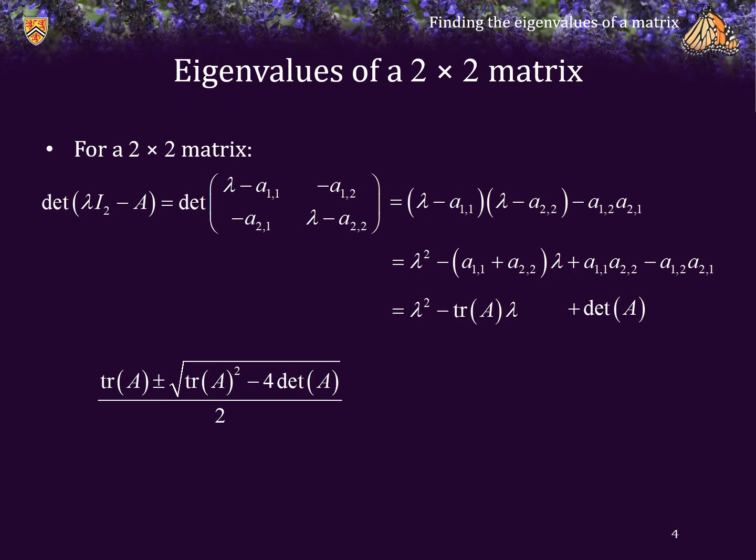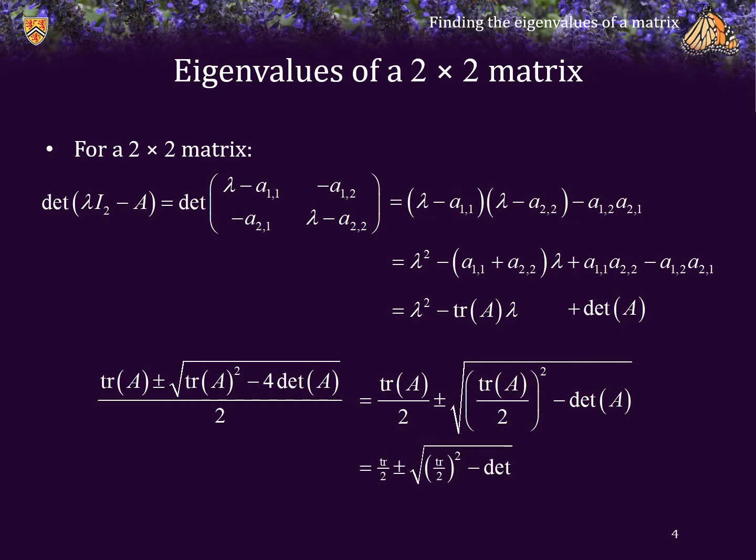Consequently, using the quadratic formula, we get that the two eigenvalues are found using this formula. However, bringing the 2 into the square root, we get a slightly easier to remember formula. So essentially we have trace over 2 plus or minus the square root of trace over 2 squared minus the determinant, which is a little bit easier to remember as follows. Trace over 2 plus or minus the square root of trace over 2 squared minus determinant.